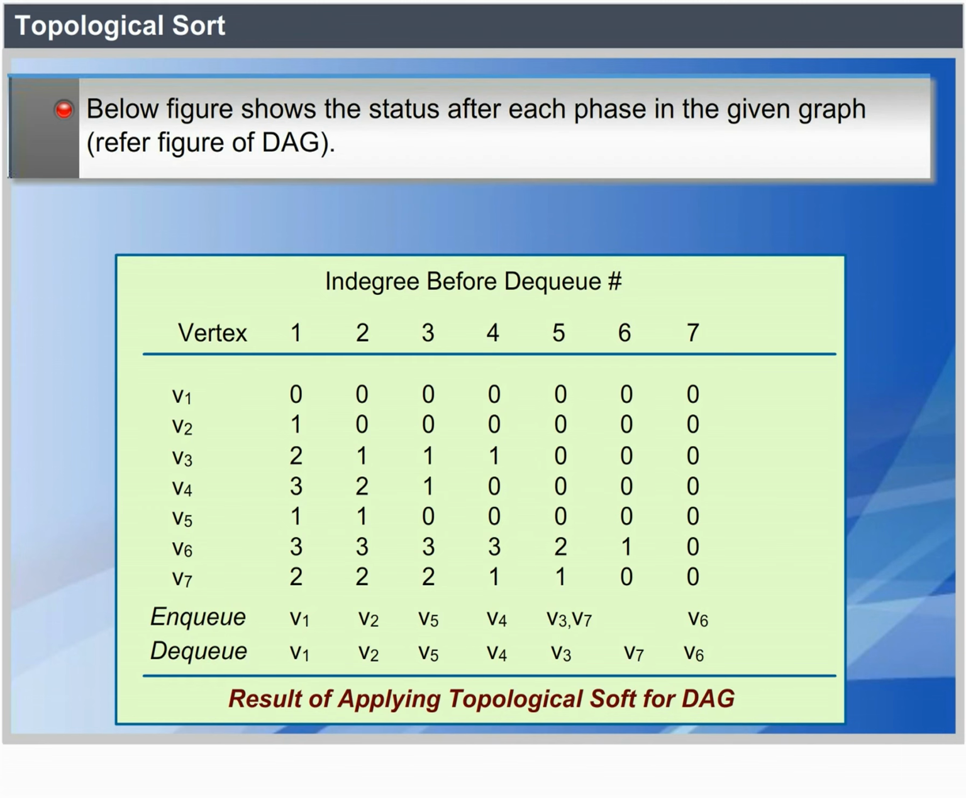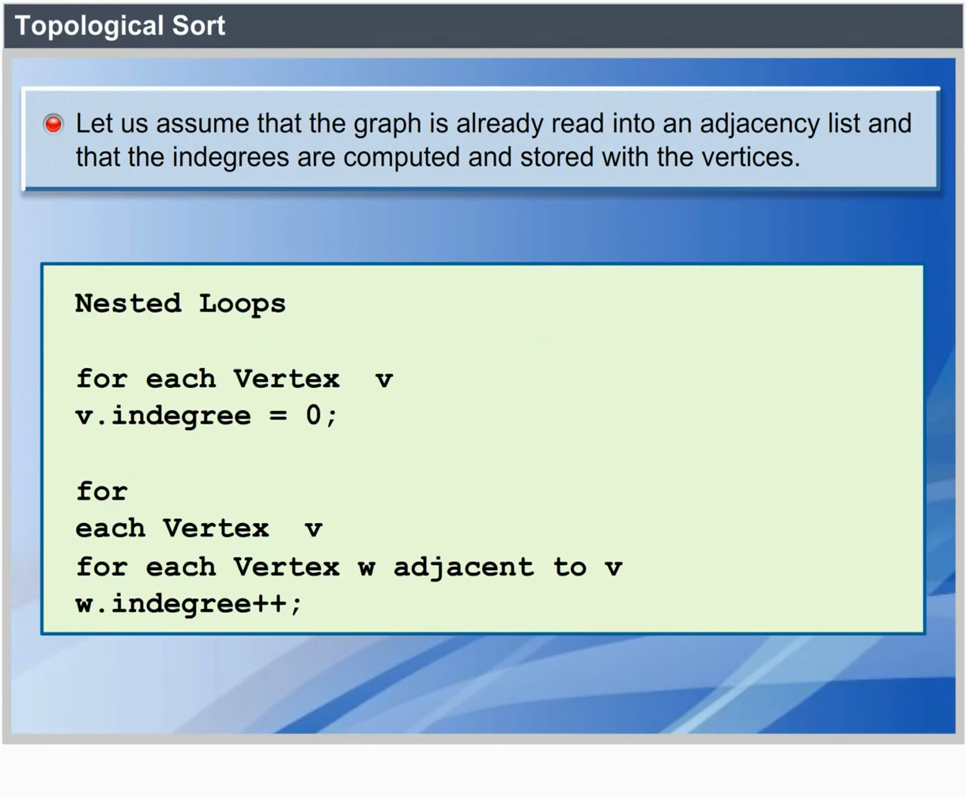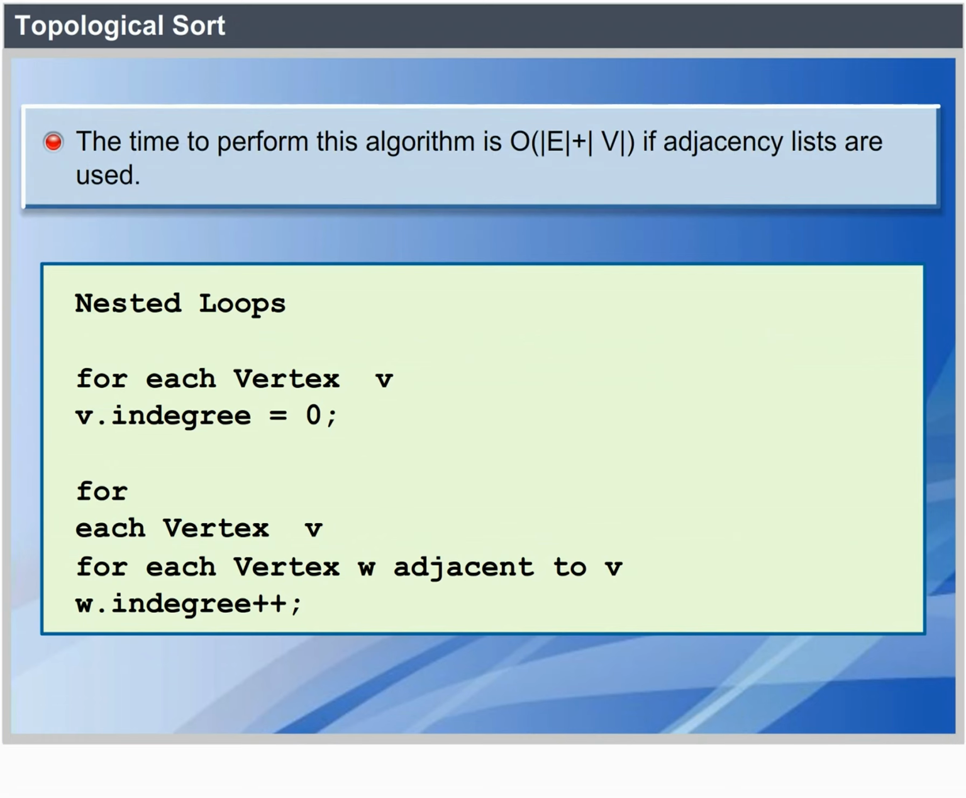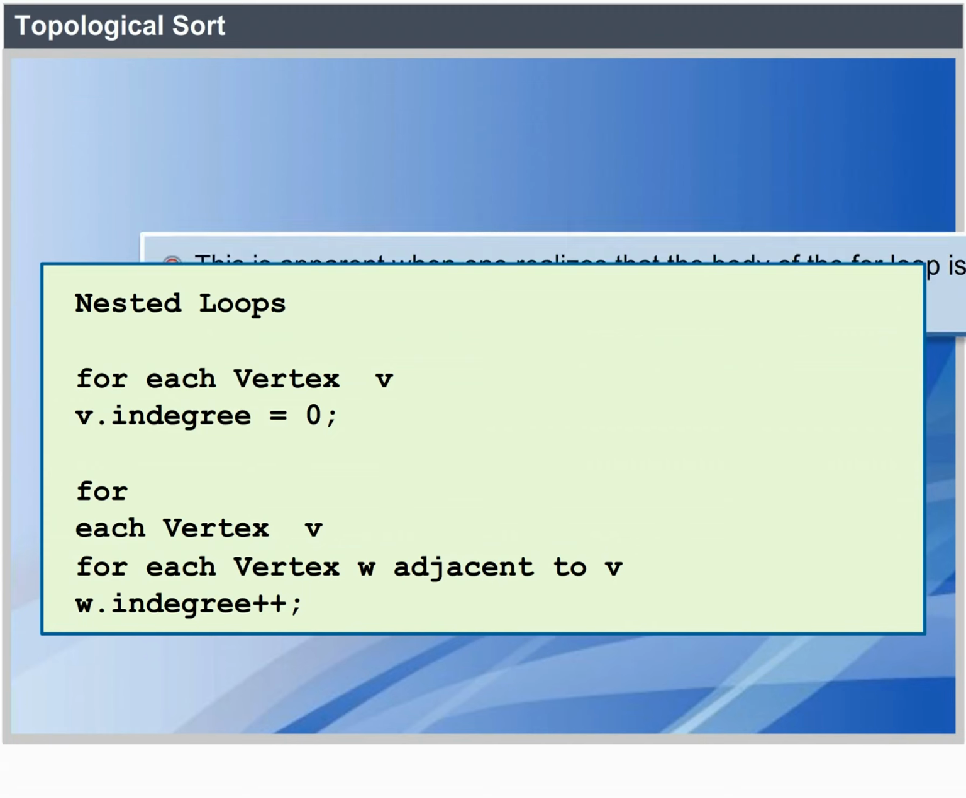Let us assume that the graph is already read into an adjacency list and that the in-degrees are computed and stored with the vertices. Also assume each vertex has a named data member, topNum, in which to place its topological numbering. The time to perform this algorithm is O(|E| + |V|) if adjacency lists are used. This is apparent when one realizes that the body of the for loop is executed at most once per edge.